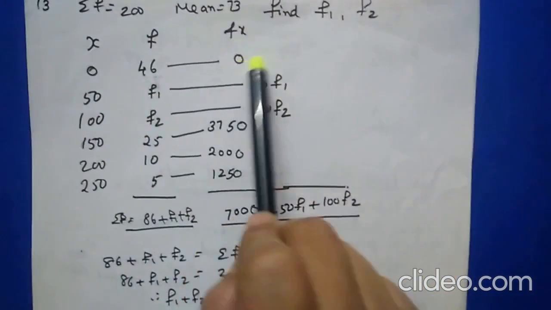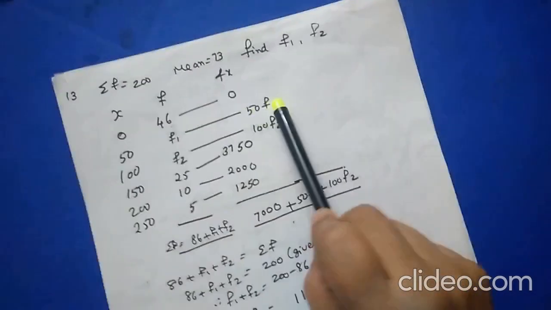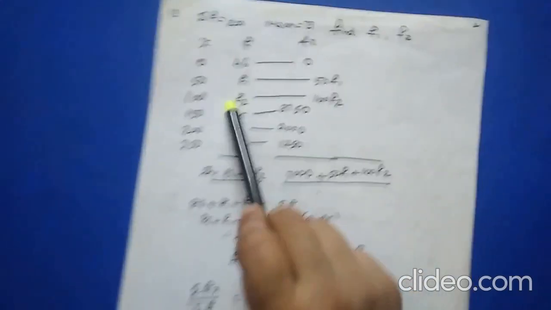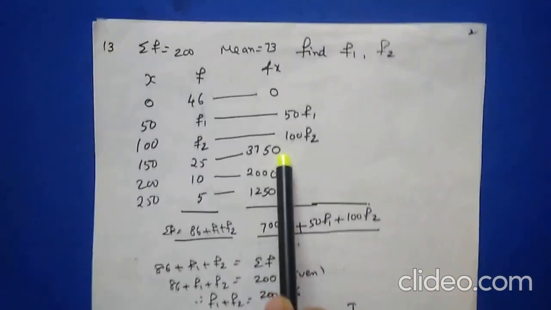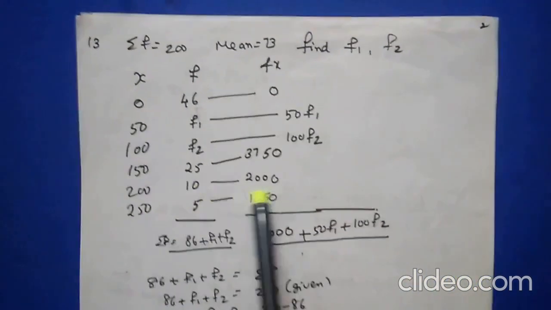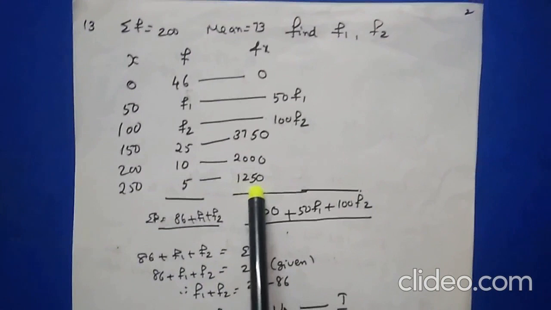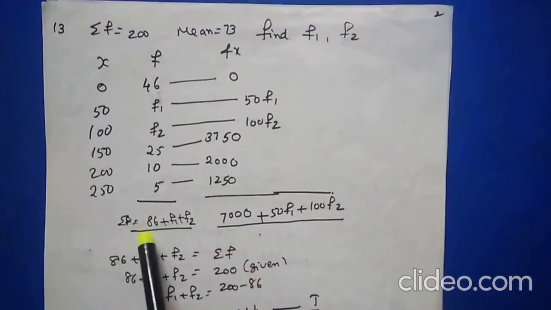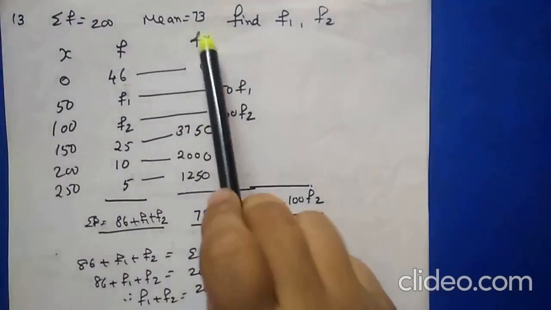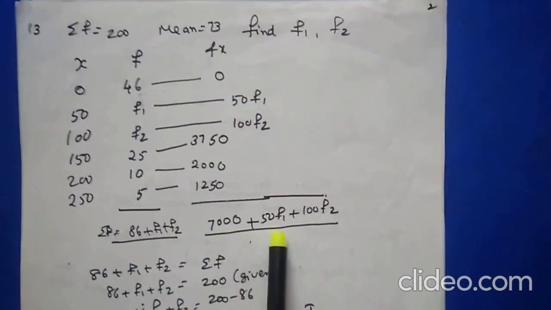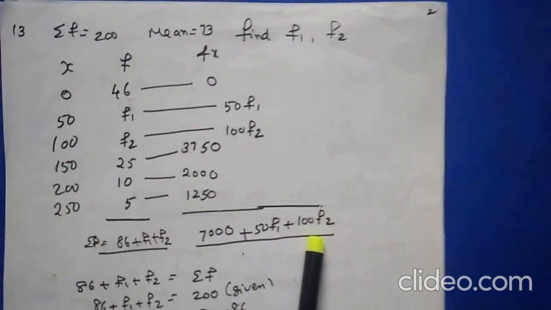46 into 0, 0. 50 into f1. In the different column, you write 50 f1. You can't add the numbers. Okay, 100 into f2 is 100 f2. 150 into 25, 3750. 200 into 10, 2000. 250 into 5, 1250. And sigma f is equal to 86 plus f1 plus f2. Sigma fx is 7000 plus 50 f1 plus 100 f2.